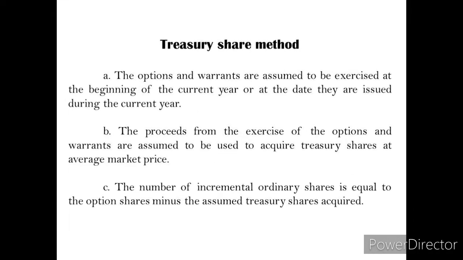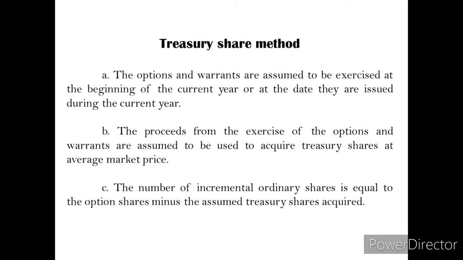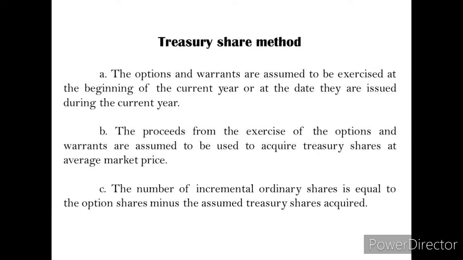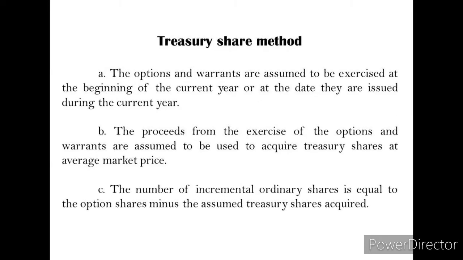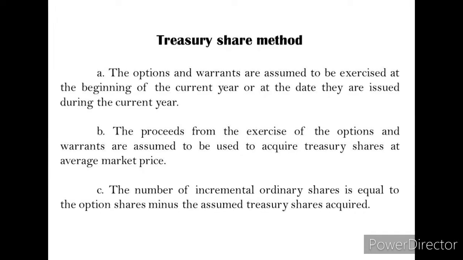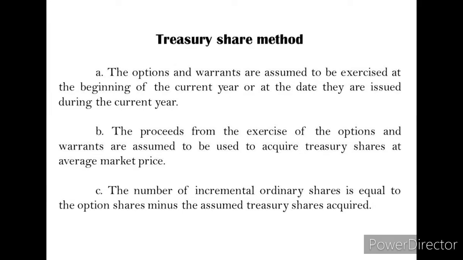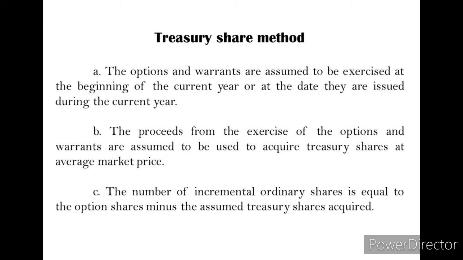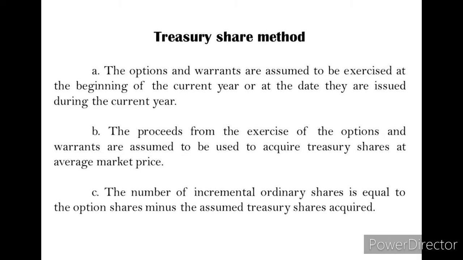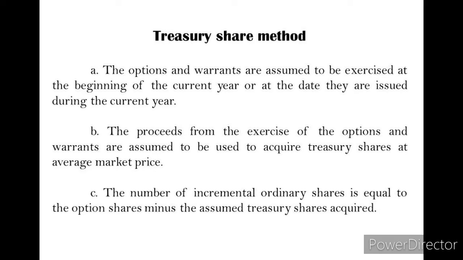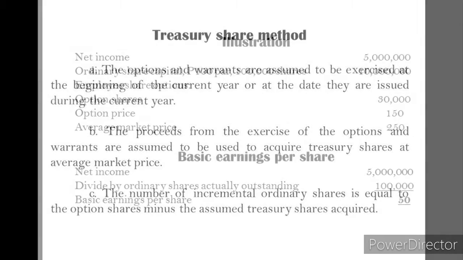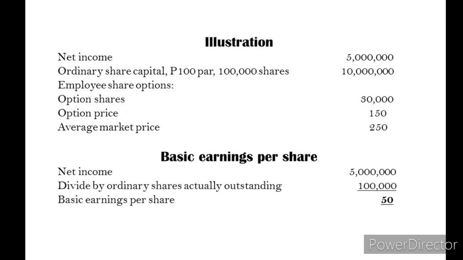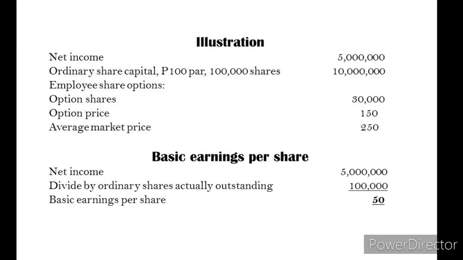It is a method used by companies to calculate the number of new shares that can be potentially created by unexercised in-the-money warrants and options. It is used to identify the proceeds that can be obtained from exercising options and warrants when calculating diluted EPS. It assumes that any proceeds will be used to buy ordinary shares at the average market value during this period. So here we have an illustration on how to compute earnings per share using the treasury share method.